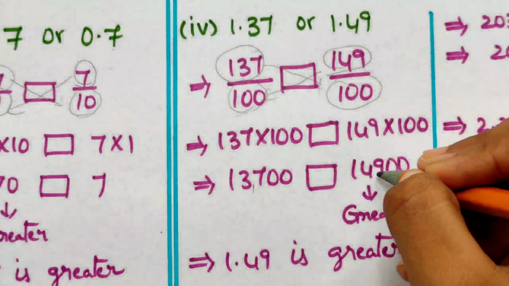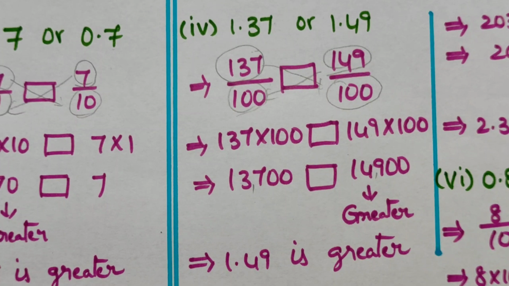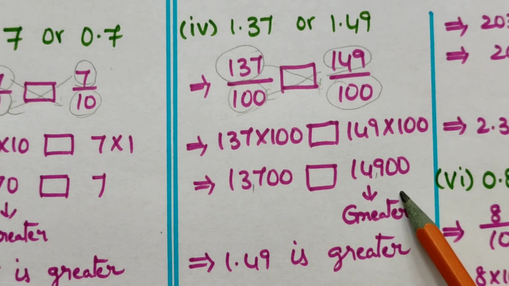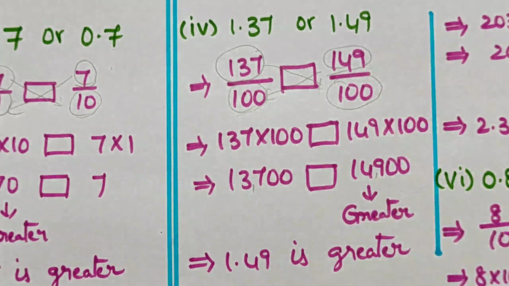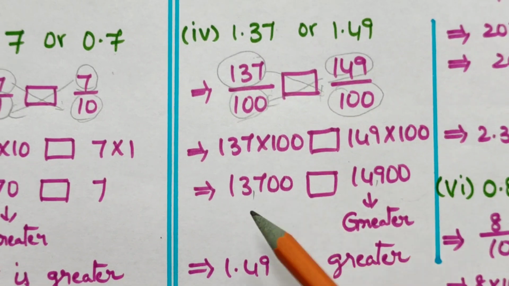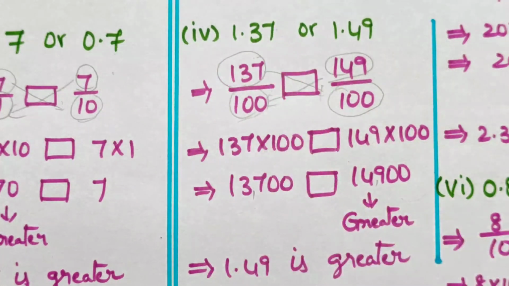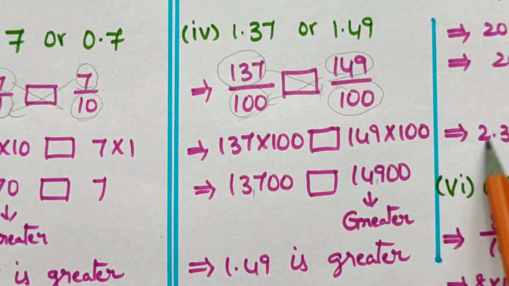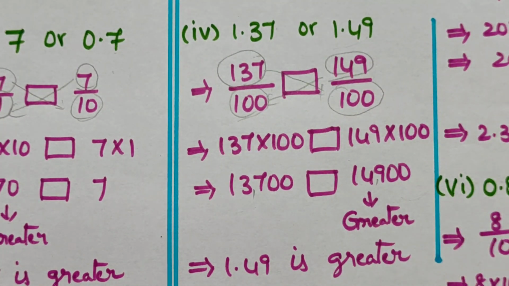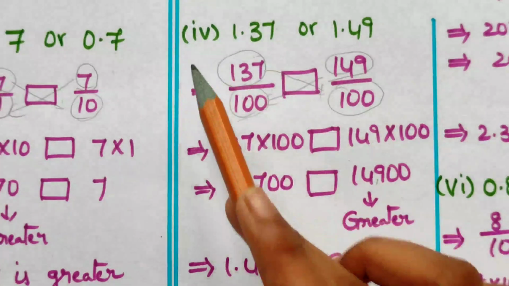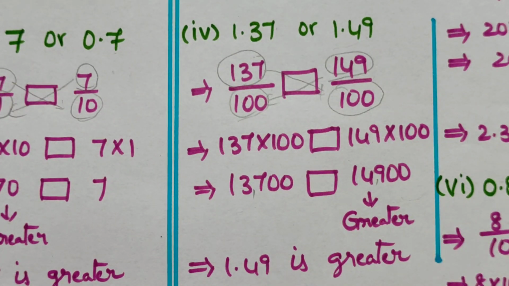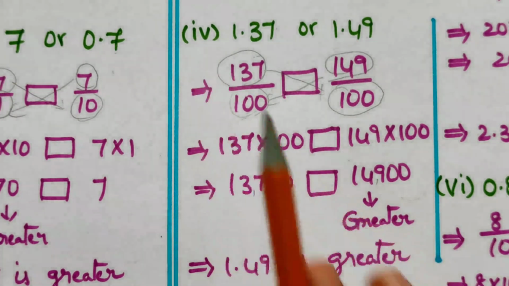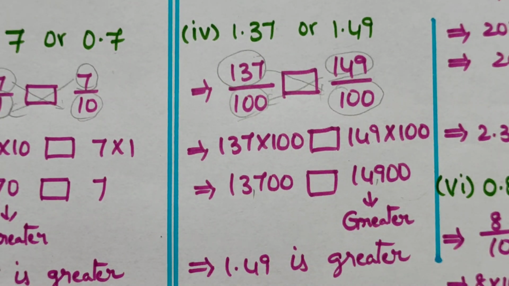Now this is 13,700 and this is 14,900. Clearly 14,900 is greater than 13,700. What is 14,900? It is 1.49. What is 13,700? It is 1.37. That implies 1.49, which is 14,900, is greater. Therefore the answer for this question, fourth bit, is 1.49 is greater. With this, fourth bit gets completed.